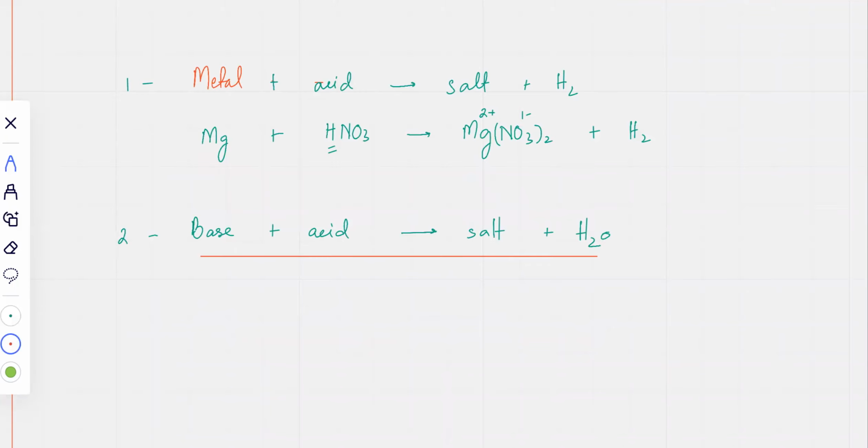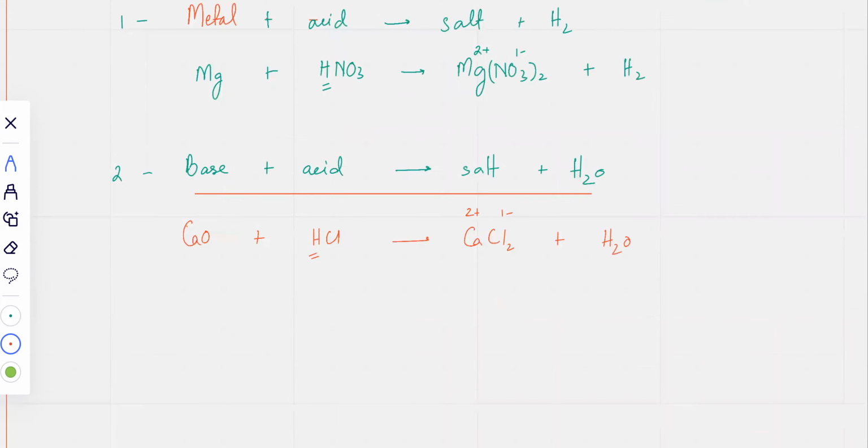So for example, you have calcium oxide with any random acid, let's say HCl. The H would be gone, calcium would take its place, Ca and Cl. Ca is 2 plus, Cl is 1 minus, it's in group 7, so the formula would be CaCl2, plus there's going to be H2O that's going to be produced. That was a base plus acid reaction.